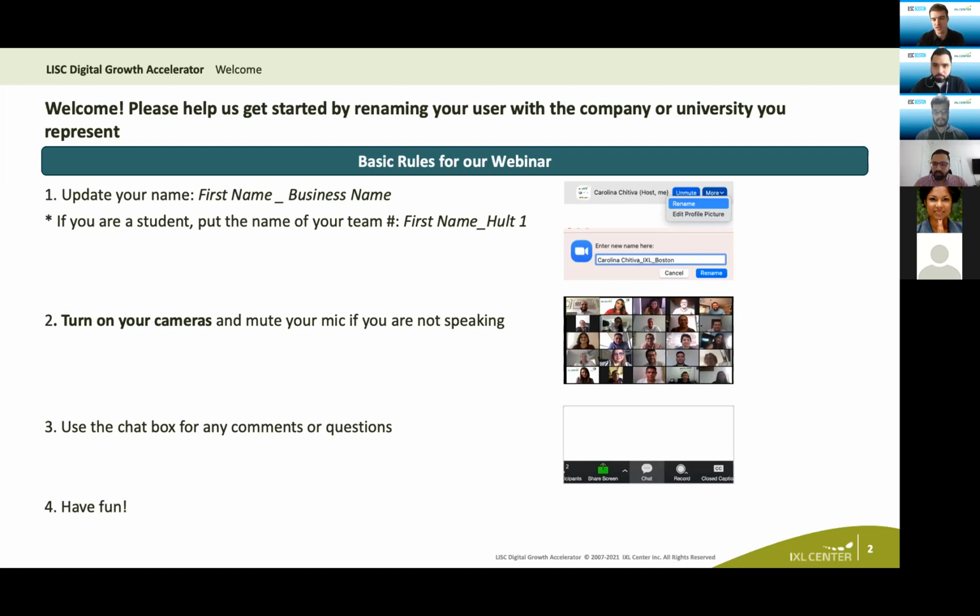And then for the student teams, if you could put your first name underscore your school and your team number. So for example, I would put Adam underscore Halt 1 if I was on Halt 1. Like I said, this will just make it easier for us to identify you guys and put you into breakout rooms. Number two, if you could please turn on your cameras.